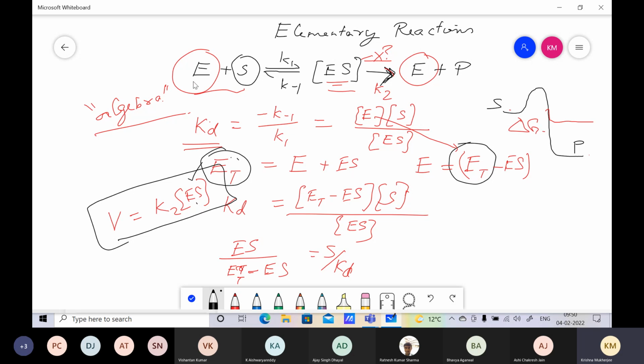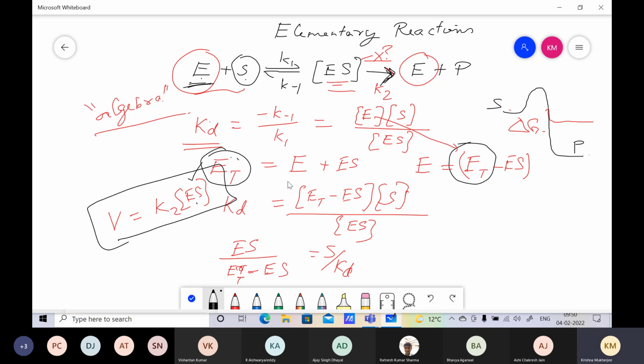Remember, in this equation here, this E is not E total. This is free enzyme interacting with substrate to generate an ES complex, and that ES complex has a dynamic equilibrium with E and S, but it is also giving up the enzyme by forming product. And this is the reaction that is forming product, and this is the dynamic equilibrium that it has established with itself.